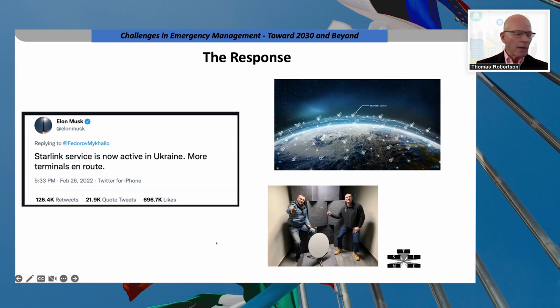What this meant was that the Starlink satellite constellation, which I'll talk about in more detail later, was able to be modified through uplinks to incorporate the area of Ukraine in its field of coverage. And with transportation help from USAID, 5,000 Starlink terminals were operational on the ground by the end of April.